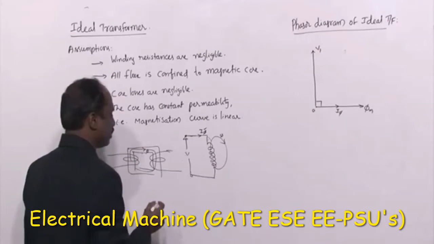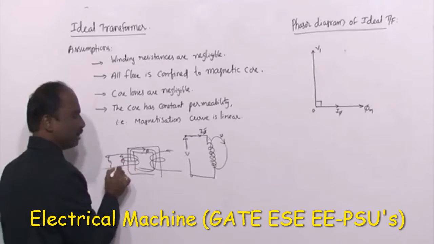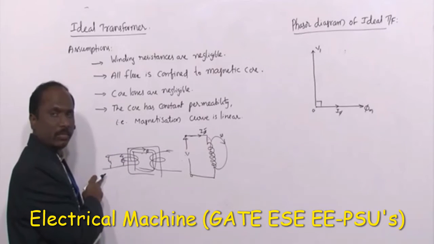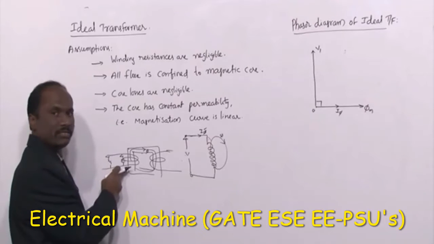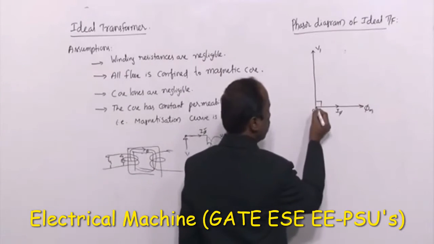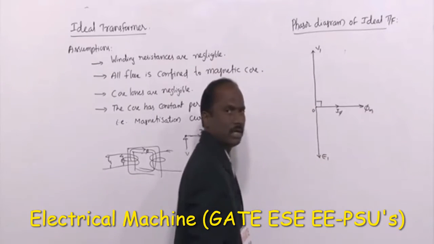And how is this E1? This is V1 we are applying, and here the induced EMF is E1. How is E1? E1 is in opposition to the input voltage. So E1 is opposing this, so that E1 is acting in the downward direction. This is called E1.